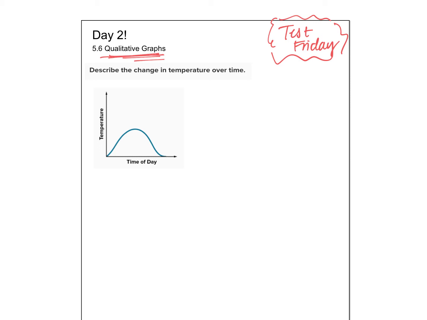All right, so as a quick little warm-up, I have a graph here. It says describe the change in temperature over time. So basically I'm saying as time goes by, what's happening to the temperature? Maybe it starts at like 8 a.m., 9 a.m., 10, 11, 12, 1, 2, something like that. What's happening to the temperature?